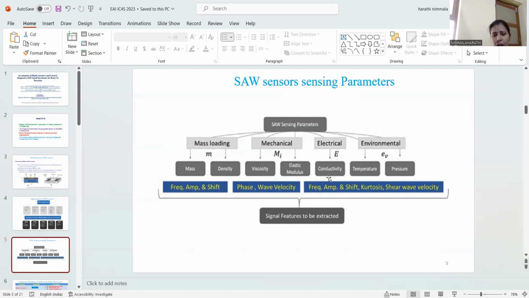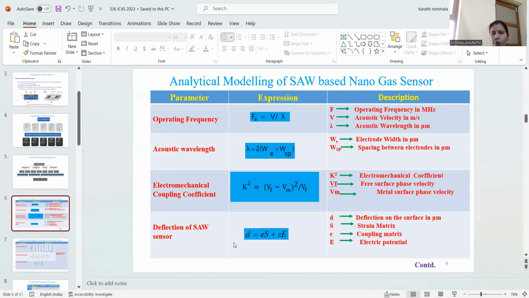Now, in our study, we have considered the change in the acoustic velocity, which identifies the presence of the gas. For designing the sensor, we have gone through some analytical modeling, and that analytical modeling deals with the following expressions. When we come to the surface acoustic wave sensor, we are mainly focused on the operating frequency. This operating frequency is denoted with f, which is a function of acoustic velocity and acoustic wavelength. The acoustic wavelength deals with the IDT width and the IDT spacing.